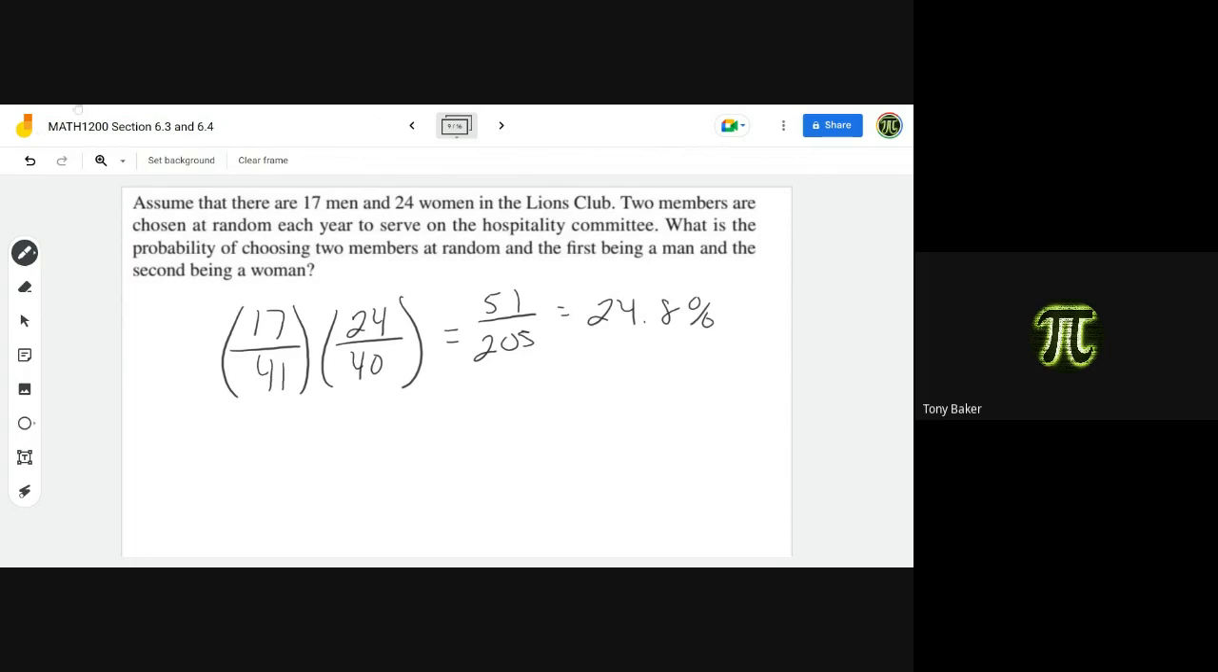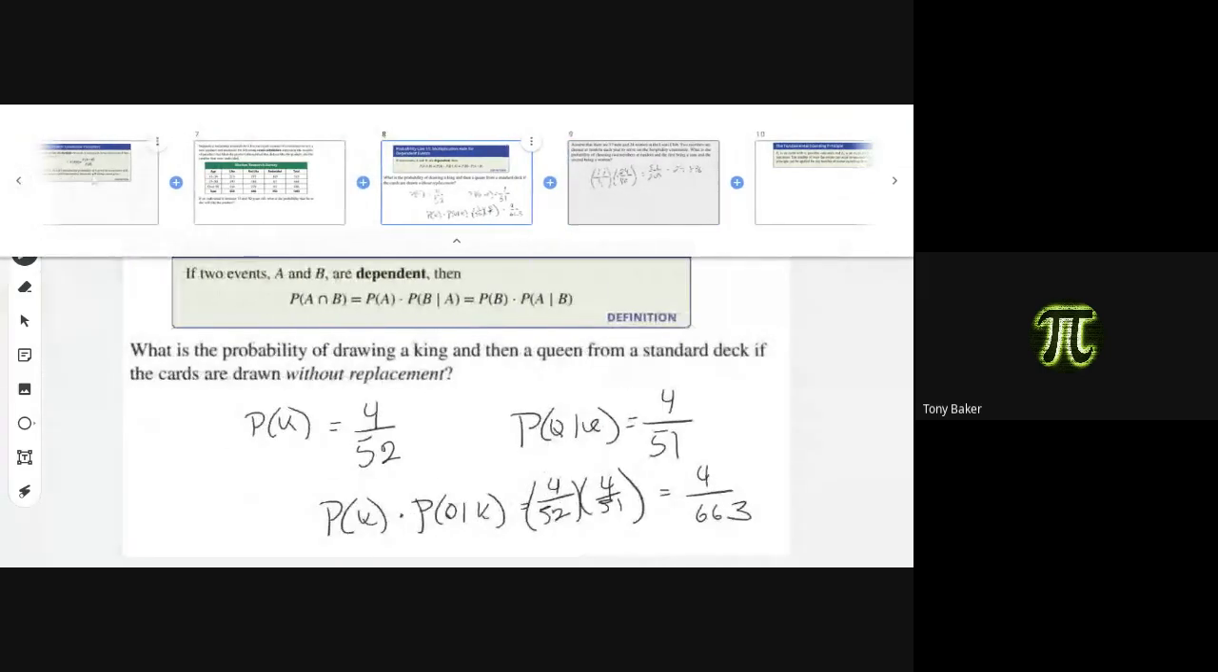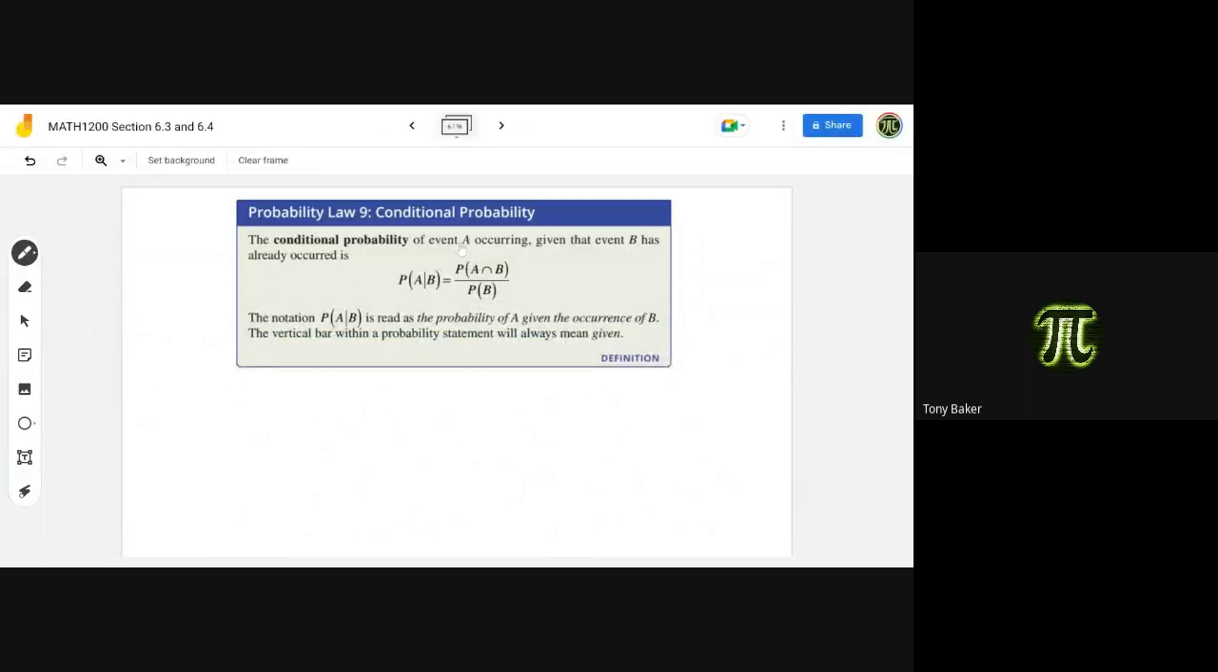Does that make sense? Okay. One more to go before I get into permutations and combinations.